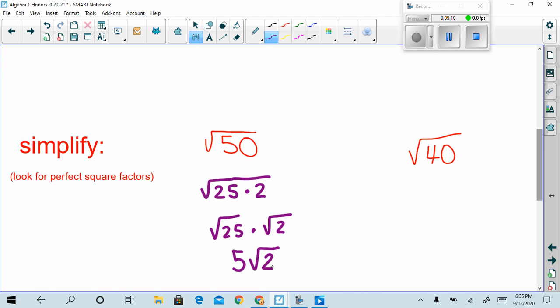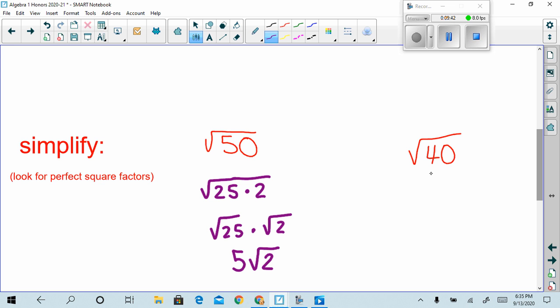This is something that takes a little bit of practice. We're going to think about how we can find perfect square factors. So we want to get comfortable with those perfect squares. And one of the things that we'll do to do that would be to make a list. And that is something that we will do. Okay.